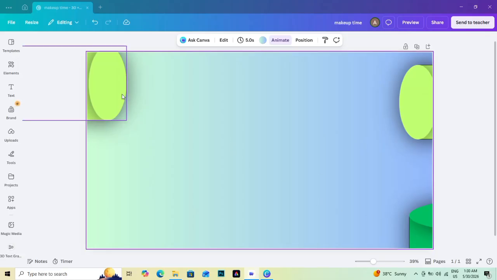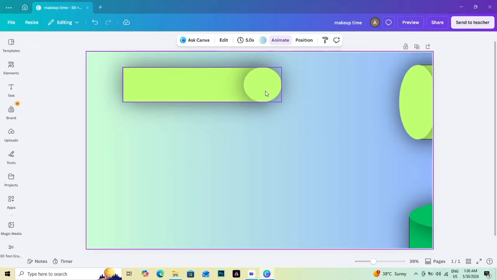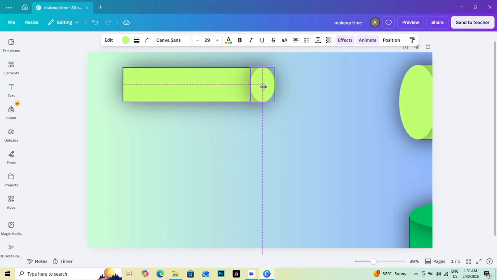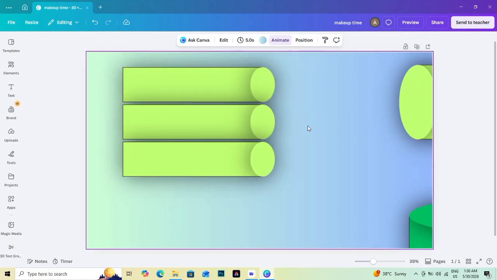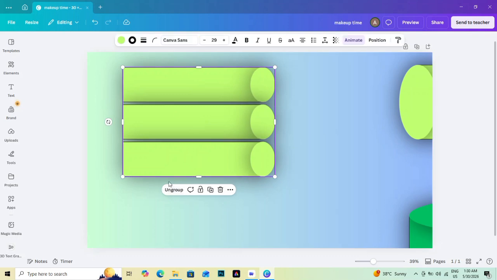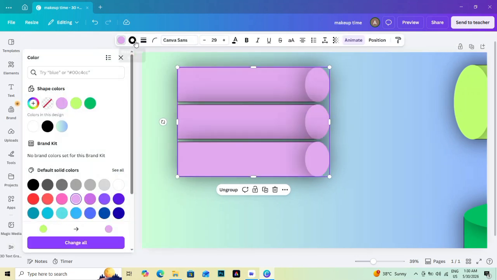Strong compositions usually control your attention without needing loud effects or complicated visuals. Today, how to create guided visual flow layouts.